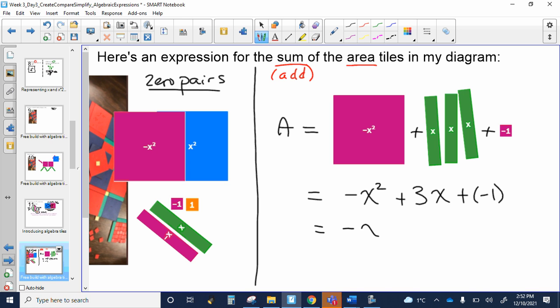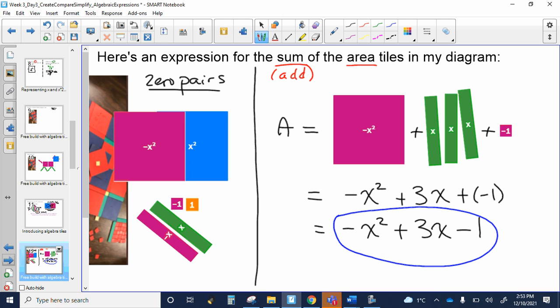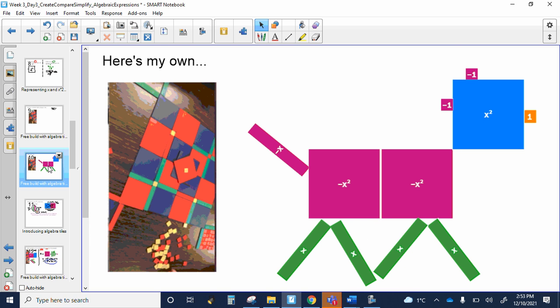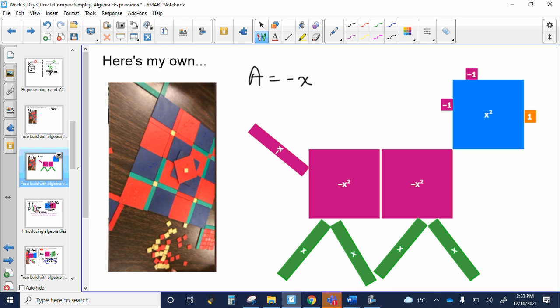And if you'd like to drop the parentheses on that negative 1, adding negative 1 is the same as subtracting 1. So this becomes the area expression right here in terms of symbols for the diagram that I had created, which is here. Okay. So the area expression is negative x squared plus 3x minus 1.